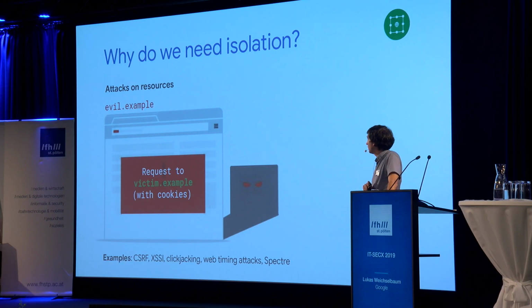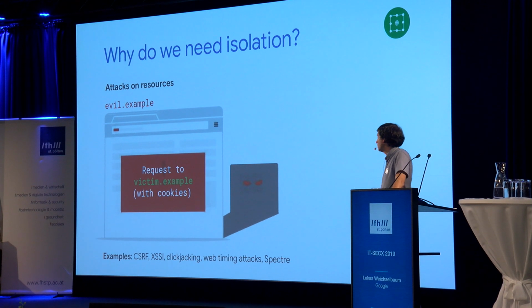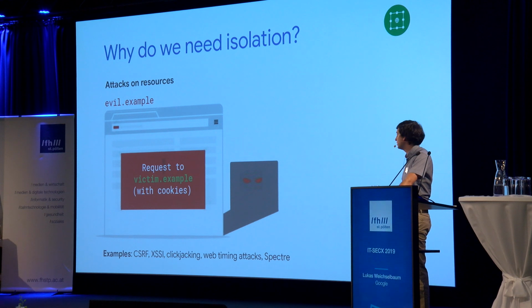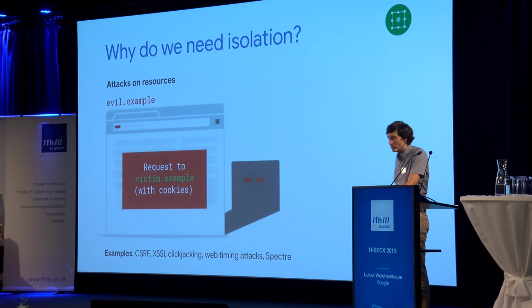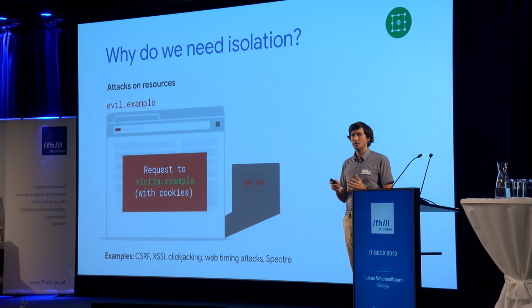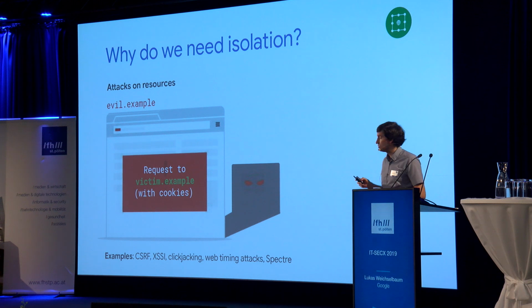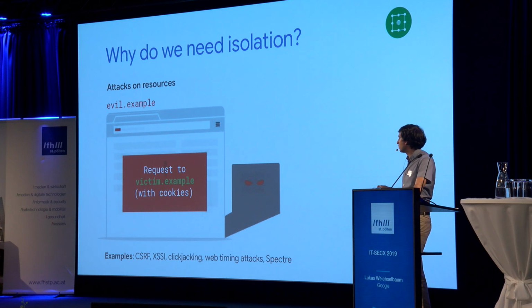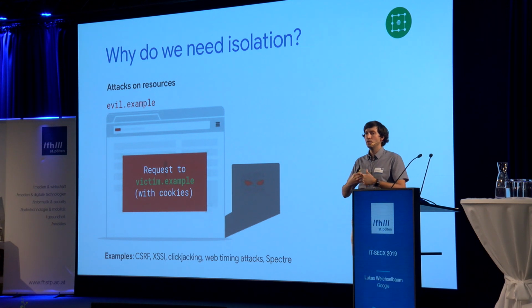And the question is, why do we need isolation on the web? Basically, there's two types of attacks. There's attacks on resources, basically attacks like cross-site request forgery, XSSI, clickjacking, web timing attacks, Spectre. And the common theme for all of these attacks is that it's usually evil.example requesting something from victim.example. And you know, if a browser makes a request, it usually attaches cookies to the request, right? So this is the first category.